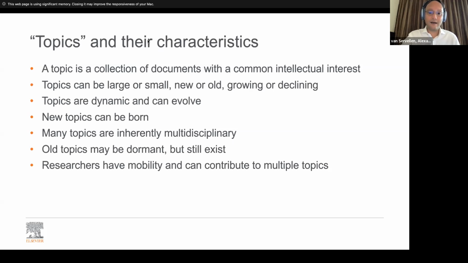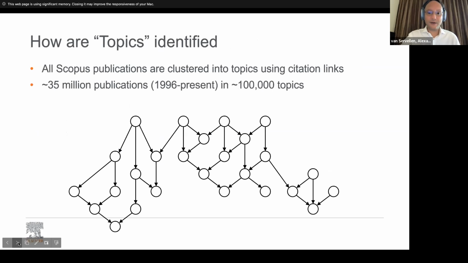Researchers have mobility. They can contribute to multiple topics. So a researcher can publish in several different topics, right? So this is the way that the topics look. This is what we call direct citation clustering. It's a model used in bibliometrics already for a long time, but because of supercomputing power, we can now use the papers in Scopus. We only use the ones from 1996 to present to create, let's say, roughly 100,000 topics.